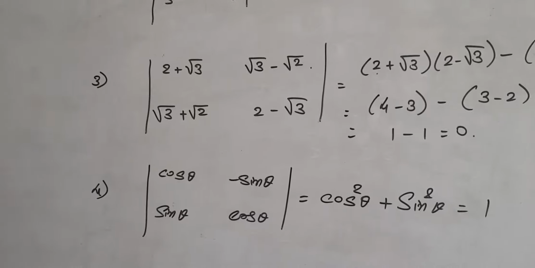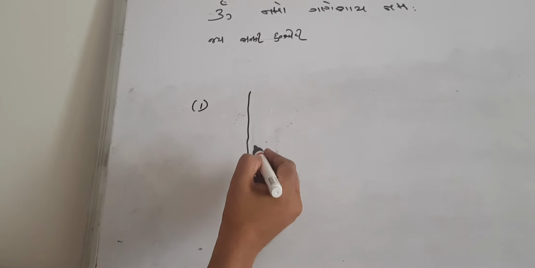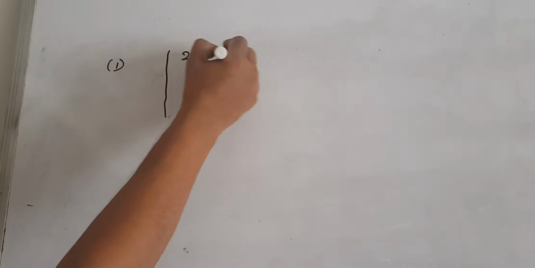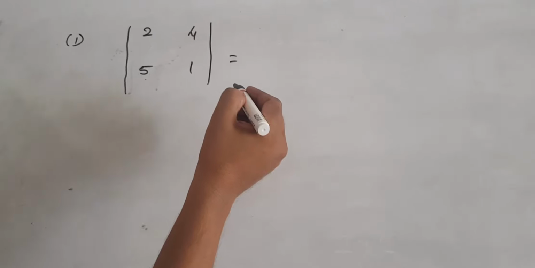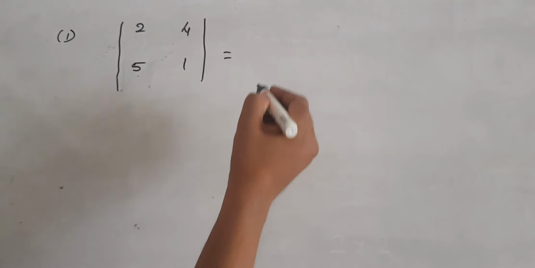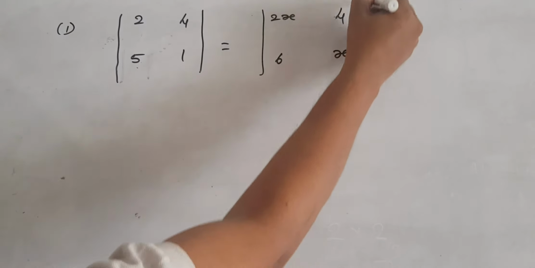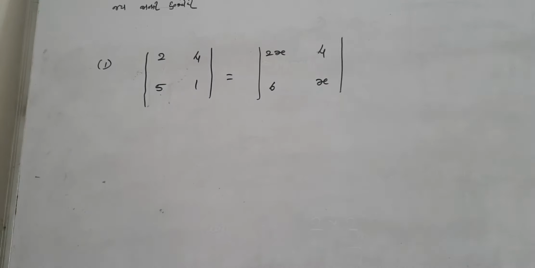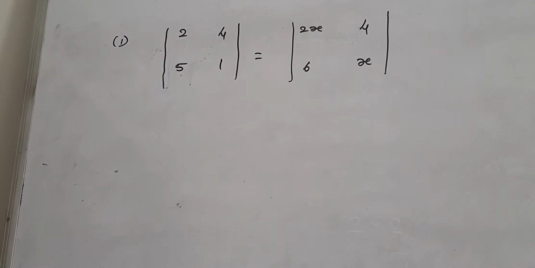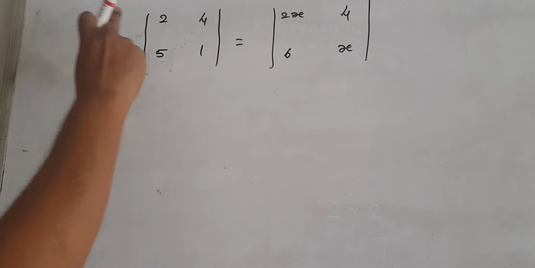See, I just take one example. Number 1: if two determinants are equal, 2, 4, 5, 1 is equal to 2x, 4, 6, x. Find x if these two determinants are equal. Very simple. We have to simplify only.